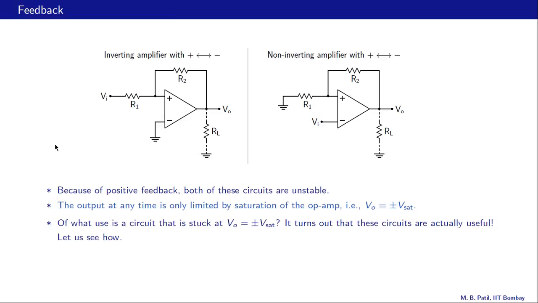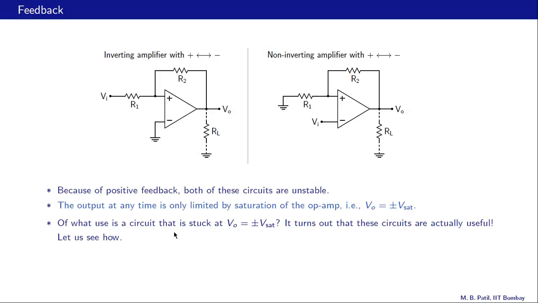Let us summarize. Here is the inverting amplifier with the plus and minus input terminals interchanged, and here is the non-inverting amplifier also with the plus and minus input terminals interchanged. And as we have seen, both of these circuits are unstable because of positive feedback. And the output at any time then is only limited by saturation of the op-amp. So VO here or VO here will be plus minus Vsat.